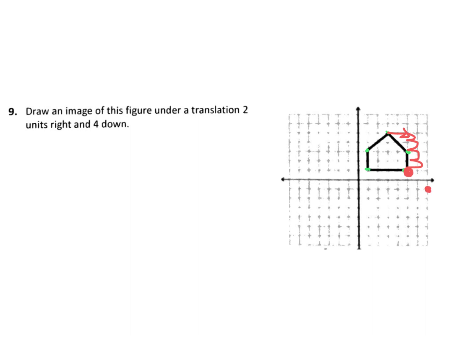Here, 2 to the right and 4 down. 1, 2, 3, 4. Here to here. Okay, so it should end up something like that. Just make sure you're counting everything.